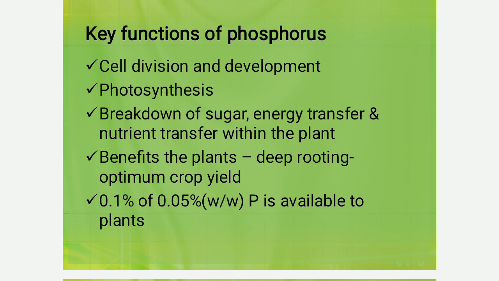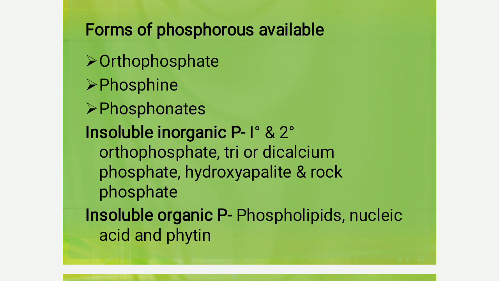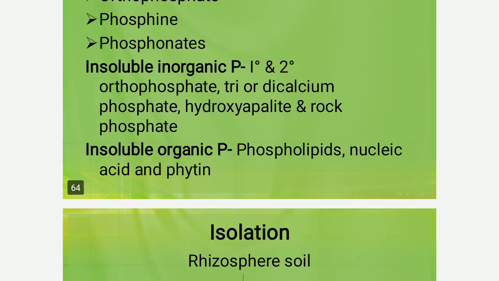Only 0.1% to 0.05% of phosphorus is available to the plants here. The forms in which phosphorus is made available to the plants are orthophosphate, phosphine, phosphonates, and even insoluble inorganic phosphorus in primary and secondary form, that is orthophosphate, tri or dicalcium phosphate, hydroxyapatite, and rock phosphate. The insoluble organic phosphorus forms are phospholipids, nucleic acid, and phytin.